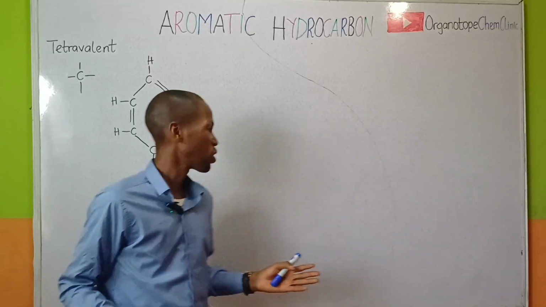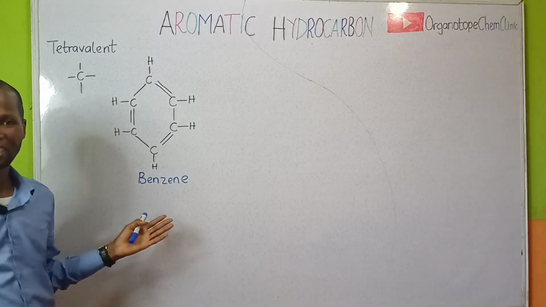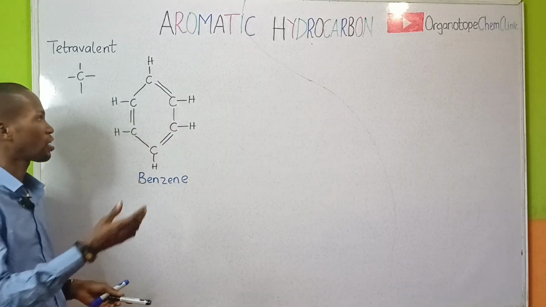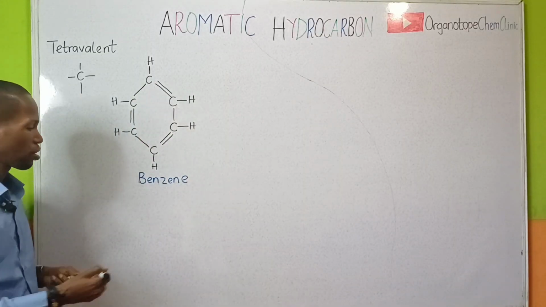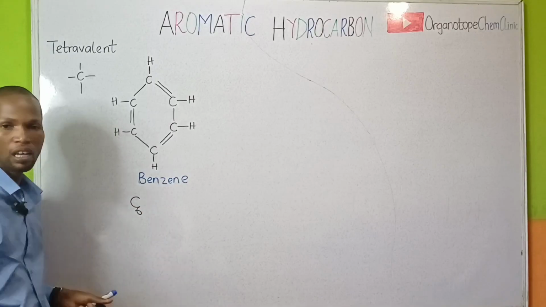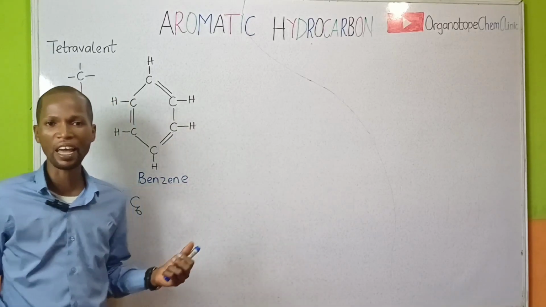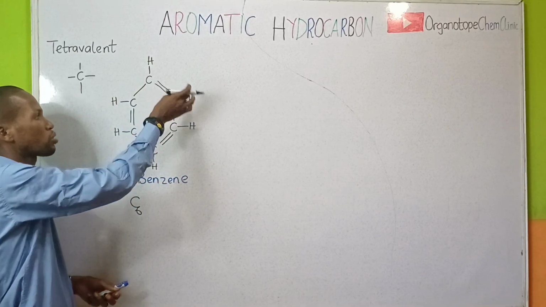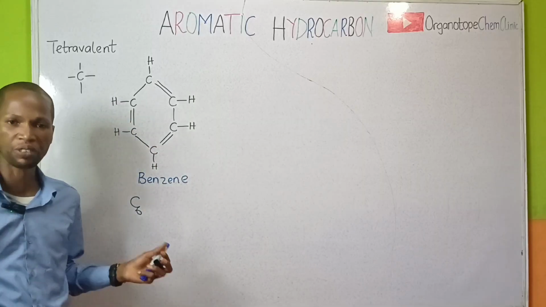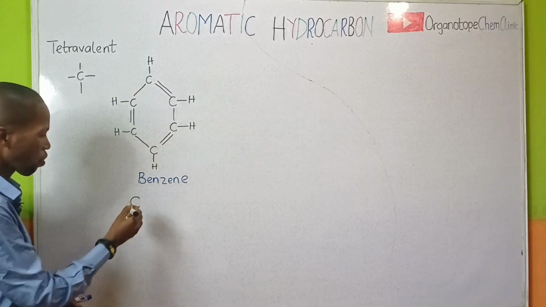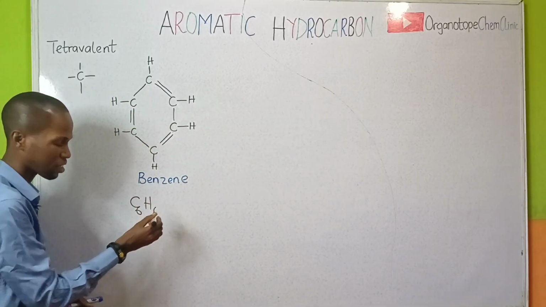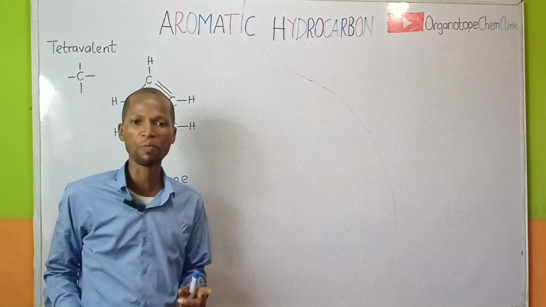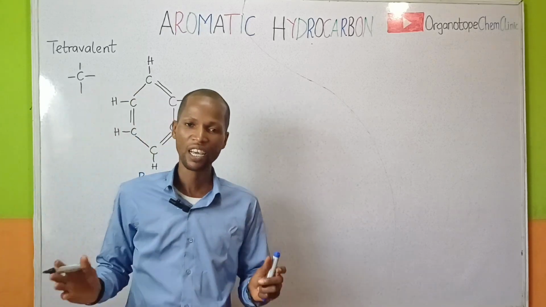So can we deduce the molecular formula of this benzene structure right here? We have 6 carbons in the ring. We have C6. How many hydrogen atoms are there in the structure? 1, 2, 3, 4, 5, 6. We have 6 hydrogen atoms. Therefore, we have it as what? H6. The molecular formula of benzene is C6H6.